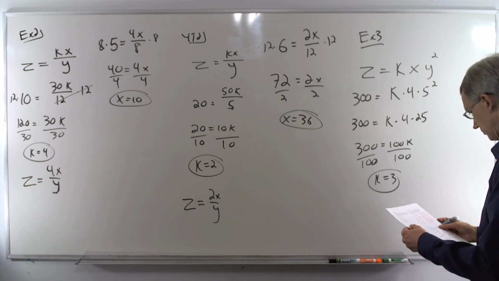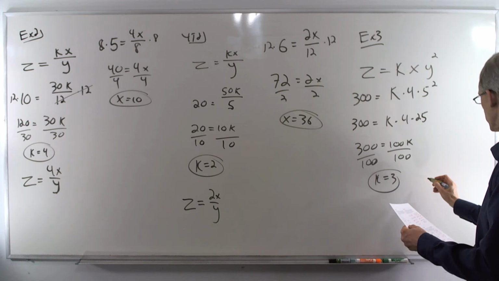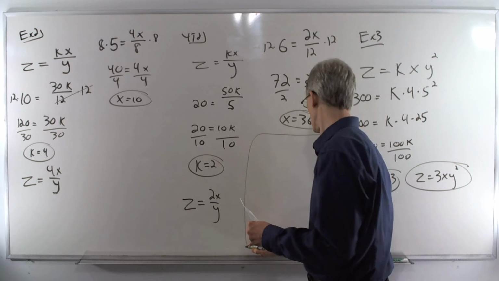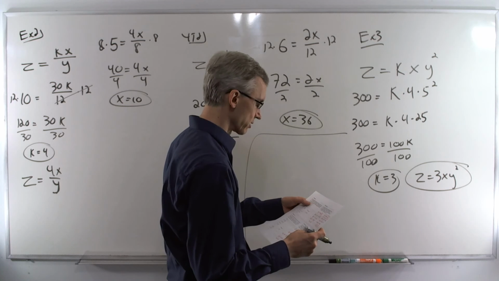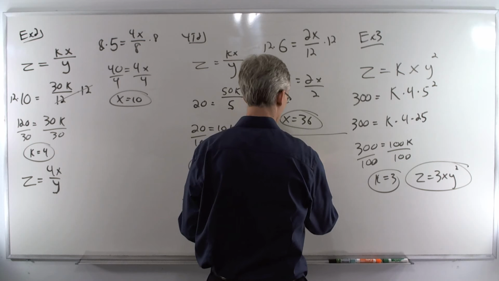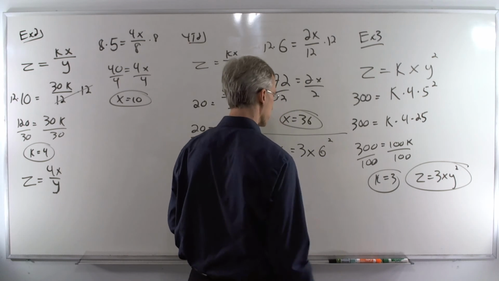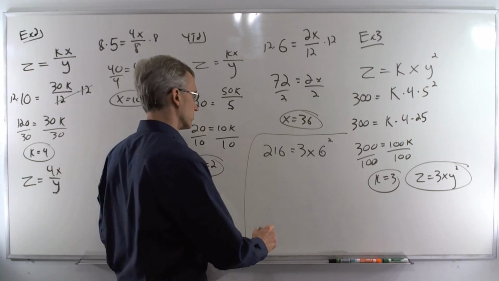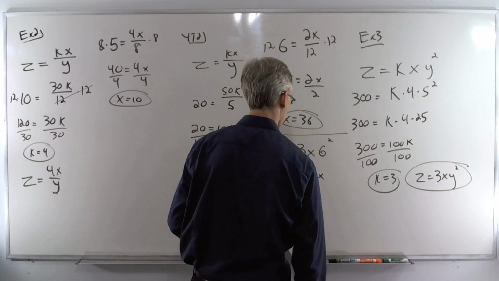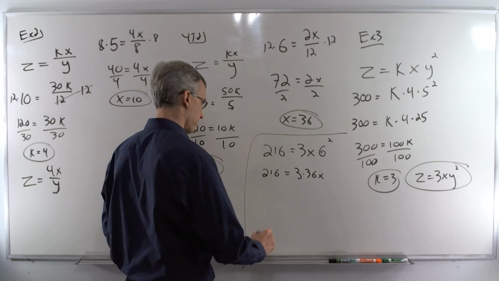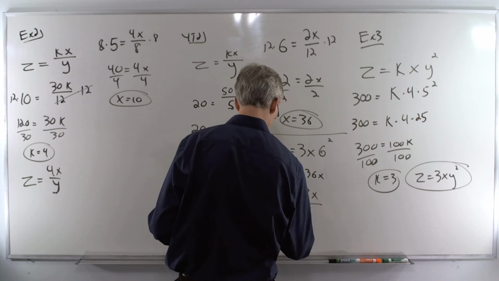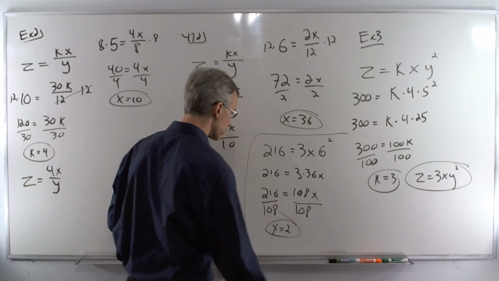All right, now we have our equation of variation, so z equals 3xy squared. And that's the equation we can use to answer the question, find the value of x when z equals 216. So I'll plug in 216 for z. And y is 6. And y is squared, so 6 squared. All right, 6 squared is 36. We got 3 times 36. That is 108. So we have 108x. Divide both sides by 108. And x is 2.